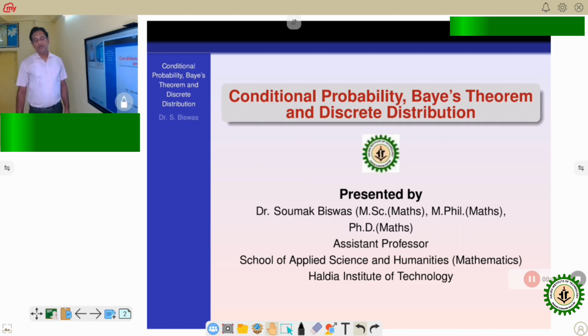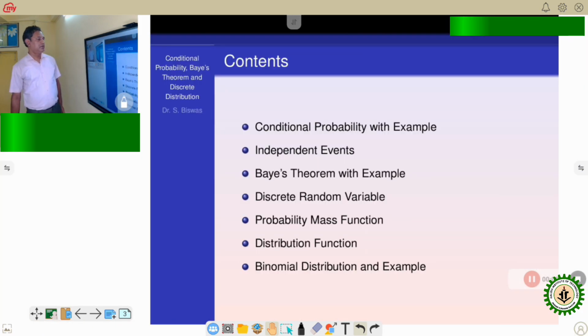Now, before going into the details of today's talk, the first thing we would like to discuss is the contents. The contents of today's talk, or an overview of this presentation, will be like this. First we will take conditional probability with example, then independent events, followed by Bayes theorem with some very preliminary examples just to illustrate the use of Bayes theorem. Then we have discrete random variable, probability mass function, which is a characteristic feature of discrete random variable.